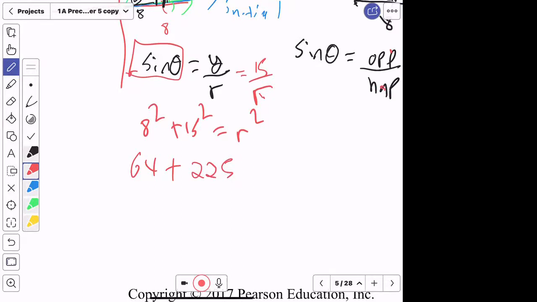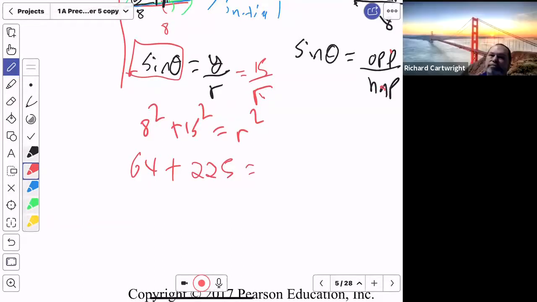Yes. Oh, okay. See, again, my brain is so full of useless information. The answer was there, and I wasn't even sure if that was the answer. r squared: add those up. 289 equals r squared. And did I add it right?